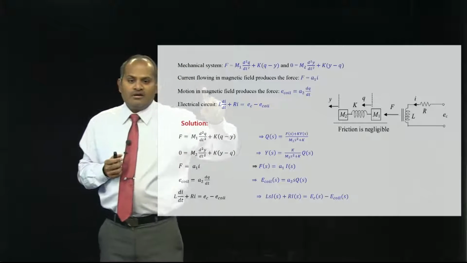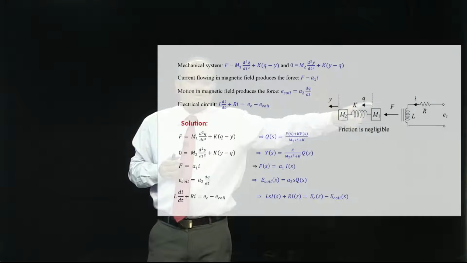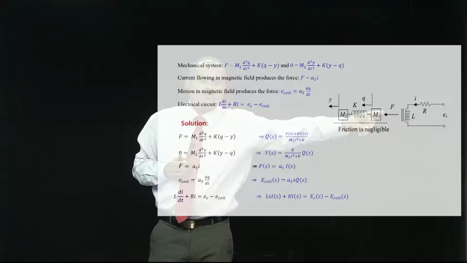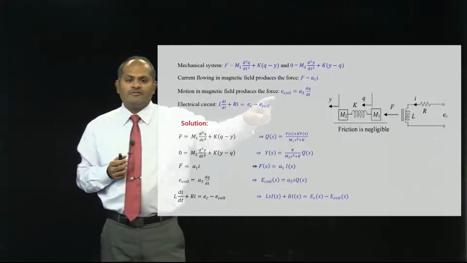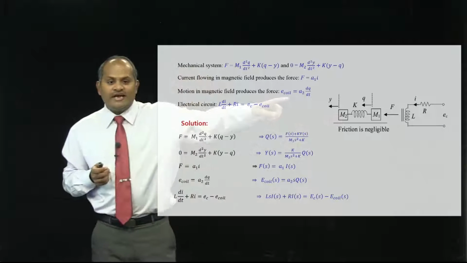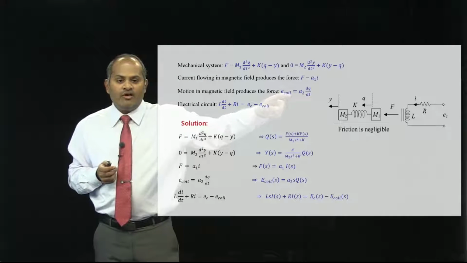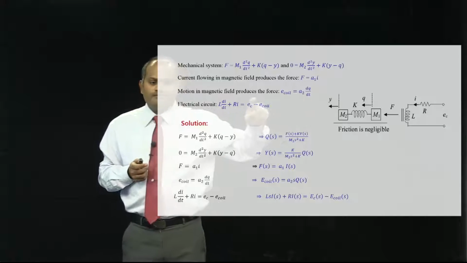Next, current flowing in the magnetic field produces F equal to A1 into I. So, the current is given and the force relations are given. Motion in the magnetic coil produces the force. So, the magnetic field produces force, E coil is equal to A2 into dq by dt. This actually acts like a feedback, and this is important because it acts like a feedback. The E coil voltage is provided as A2 into dq by dt, where q forms the charge here.